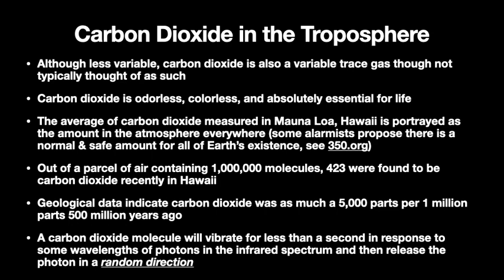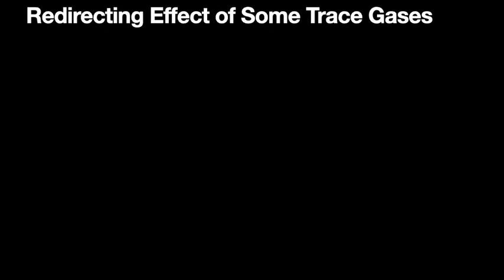A carbon dioxide molecule will vibrate for less than a second, and if you believe Google AI, a quadrillionth of a second, who can imagine something that short, in response to some wavelengths, those little short sections of red on that graph I showed you, of photons in the infrared spectrum, and then release the photon in a random direction. So imagine 360 degrees, that photon can go out anywhere, up, down, sideways. It gets released in a random direction.